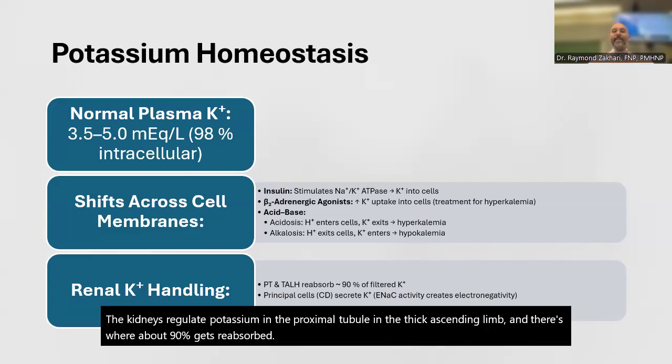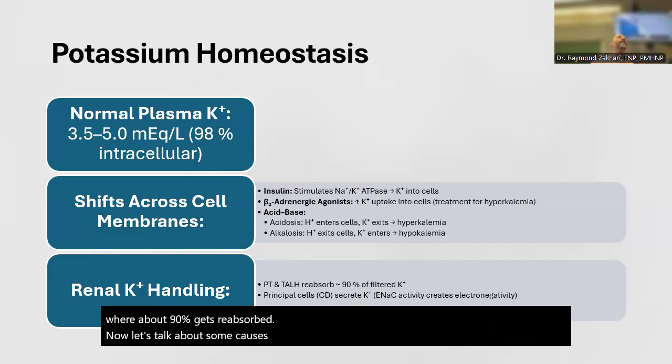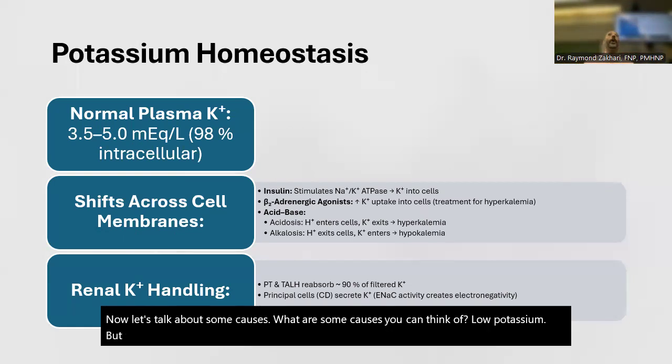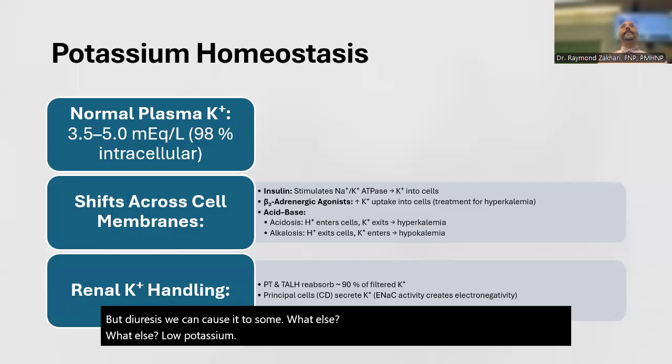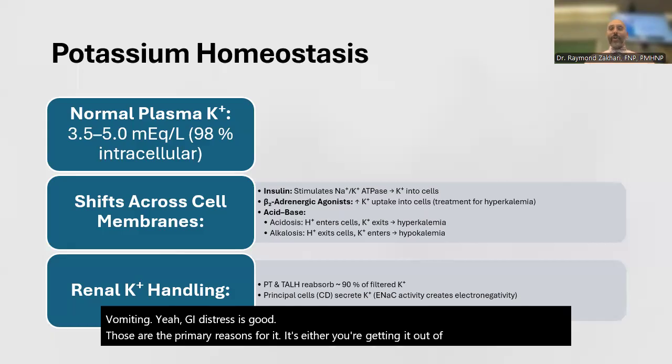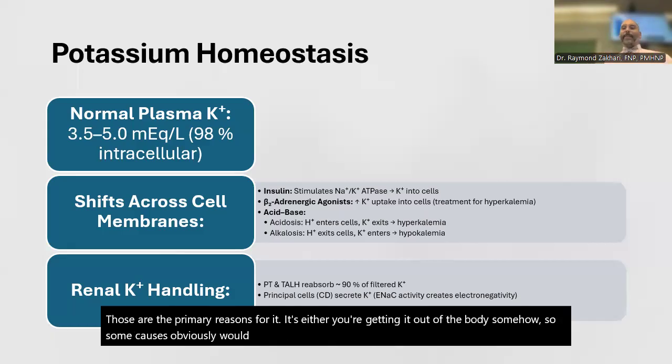Now, let's talk about some causes. What are some causes you can think of for low potassium? Diuresis, yeah, we can cause it to some. What else? What else? Low potassium. Vomiting, yeah. GI distress, good. Those are the primary reasons for it. It's either you're getting it out of the body somehow. So some causes obviously would be vomiting and diuresis. Those are your most common situations.